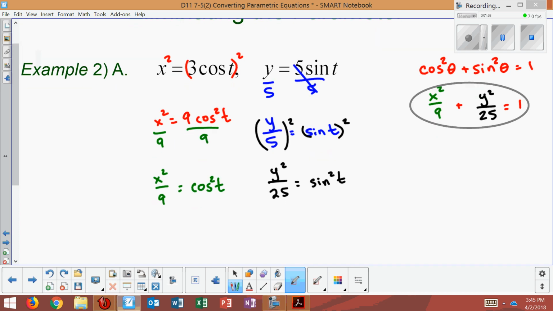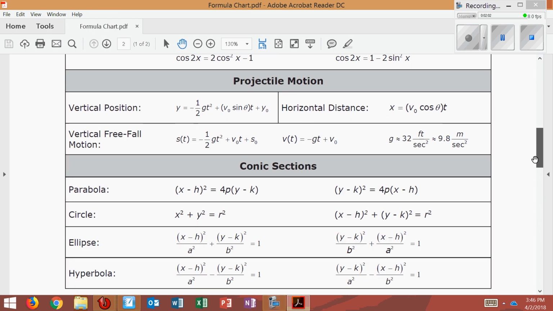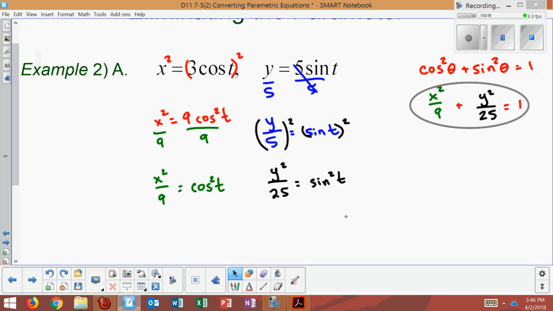This right here is an ellipse. And again, if you didn't know that, you could go here to your formula chart and scroll down, and you look at an ellipse, and you'll see it matches this form. All right, so we're back over here.